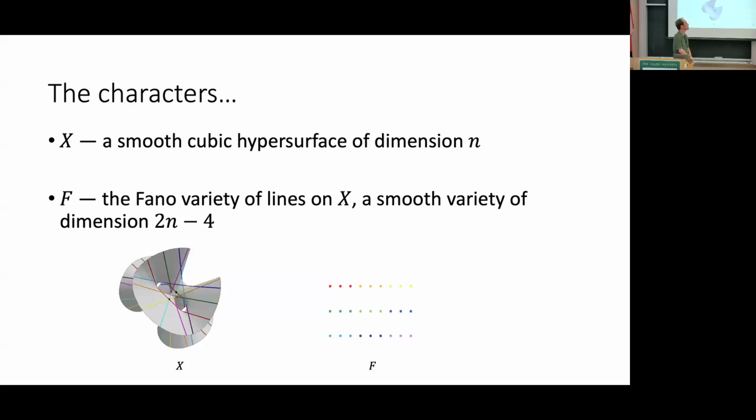So just to tell you who the characters are again, X is going to be a smooth cubic hypersurface of dimension n. And then F is the Fano variety of lines on X. So this is also going to be a smooth variety, and then you can just compute its dimension. So in Sarah's talk, she was looking at cubic fourfolds, and then the Fano variety of lines is a hyperkähler fourfold. And that's the example I want to zoom in on in a minute.